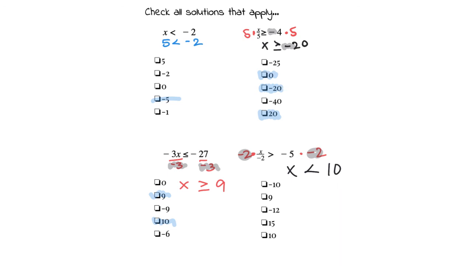So the values that are less than 10 would be just 9. I don't highlight 10 because 10 is not less than 10. I would only highlight that if it said x is less than or equal to 10.